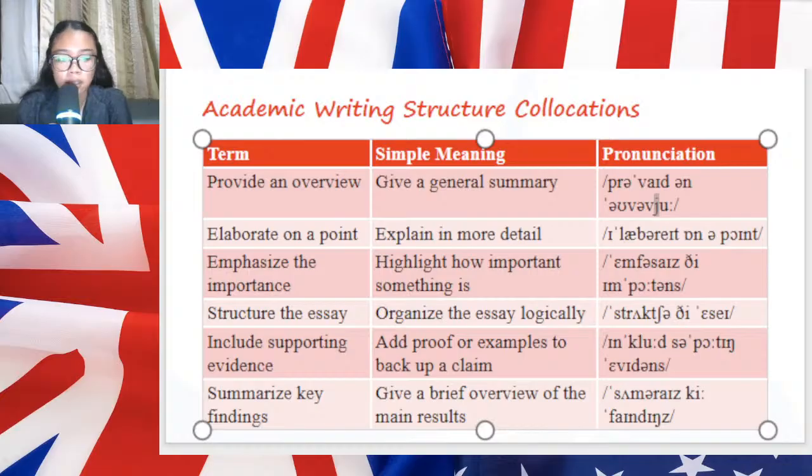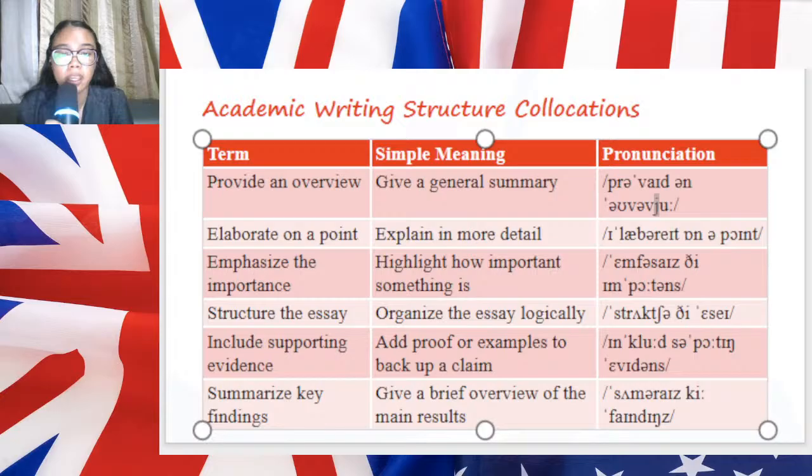Second collocation is elaborate on a point. Again, elaborate on a point, meaning explain in more detail. So to elaborate on a point, we mean to explain something in more detail. We provide additional information or examples or maybe clarification. Now, in academic writing, this is essential for developing arguments and making your ideas clearer and more convincing.